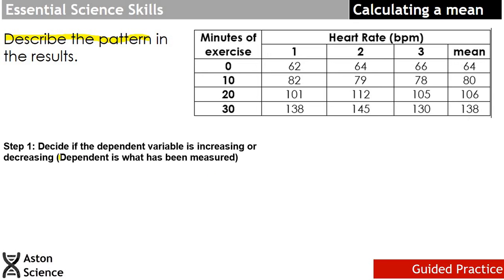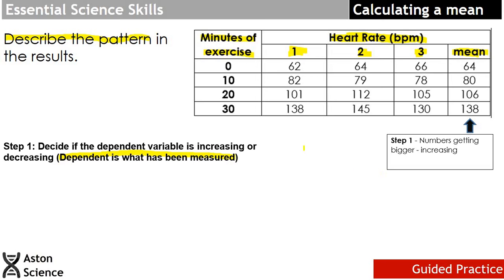Our dependent variable is what has been measured. So if we look at our table, we can see we've got minutes of exercise, and then we also have heart rate in beats per minute. Our heart rate for beats per minute has got 1, 2, 3 measurements, and then we also have a mean which has been calculated from those repeats. So we can identify that this heart rate would be our dependent variable as it has been measured multiple times and then a mean generated from this.